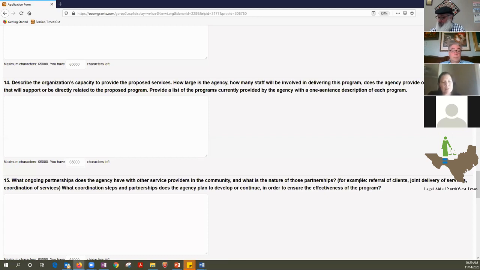What coordination steps and partnerships does the agency plan to develop or continue in order to ensure the effectiveness of the program? So here what they're looking for is really to gauge what type of a nonprofit organization you are, how developed are your relationships with larger nonprofits, a larger referral network, right, of nonprofit groups as well as public agencies, and how can you demonstrate, because of this network, that you're able to effectively distribute this type of assistance within 12 months, within 18 months, right, for a very high need population.